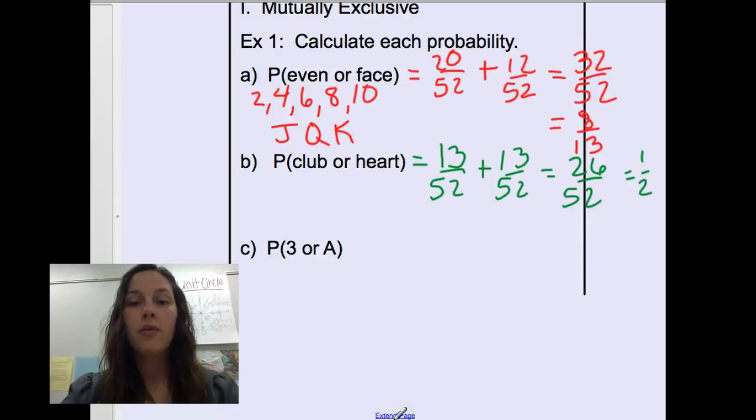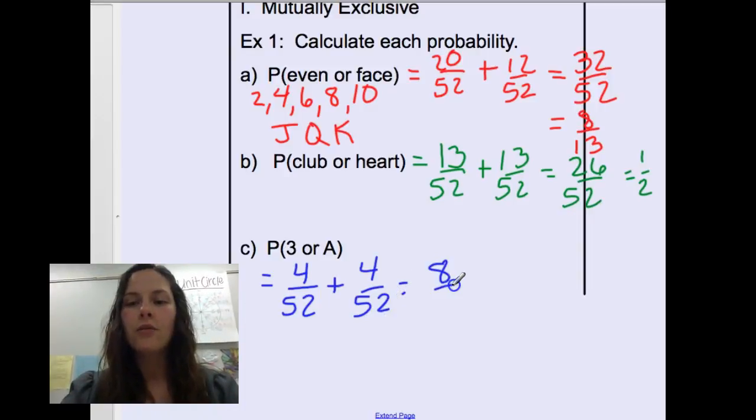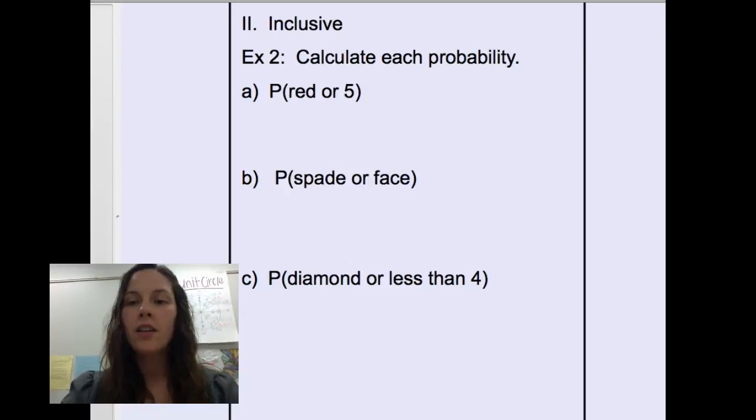And our last example for the mutually exclusive ones, probability of 3 or probability of ace. Can you pull one card that is both a 3 and an ace? Nope. So there are 4 3s in the deck, hearts, diamonds, clubs, and spades, and there are 4 aces in the deck, same suits, for a total of 8 out of 52, which simplifies to 2/13.